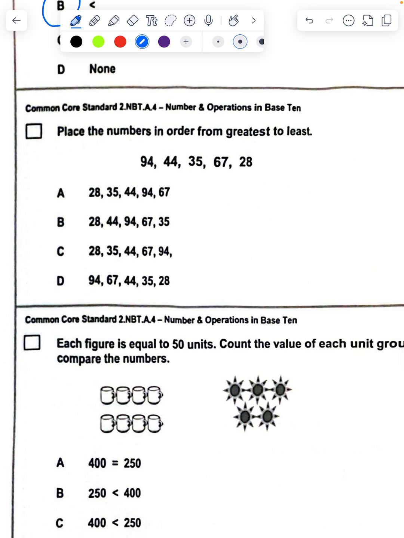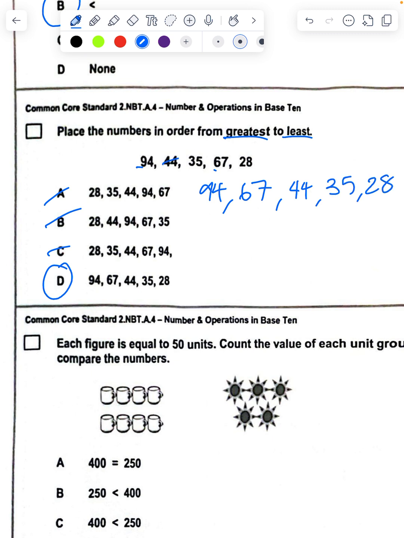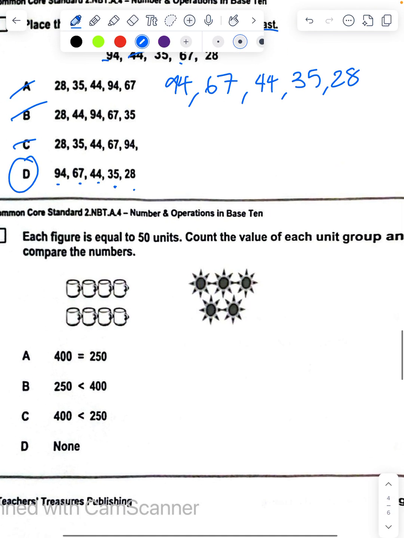Next it says, place the numbers in order from greatest to least. So this is important, we put the biggest number first. The biggest number here would be 94. So we can already eliminate A, B, and C, so it would be D. But just to make sure, we'll check the rest. So next is 67. Next would be 44. Next would be 35. And finally, the smallest number is 28. So 94, 67, 44, 35, 28, it matches.